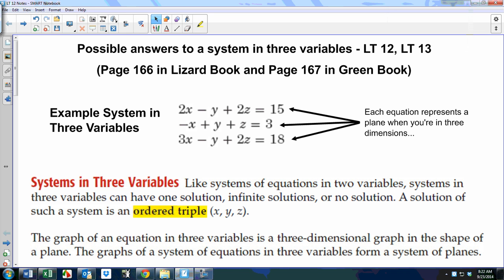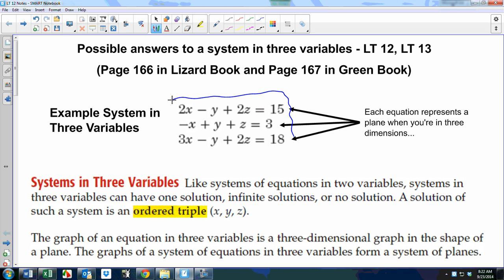All right, in Learning Target 12 and in 13, 13 is going to go into one dimension, two dimension as well, but it's going to have three dimension in it as well. We're going to be working with three variables, three equations. So we move into a different graph and a different setting.